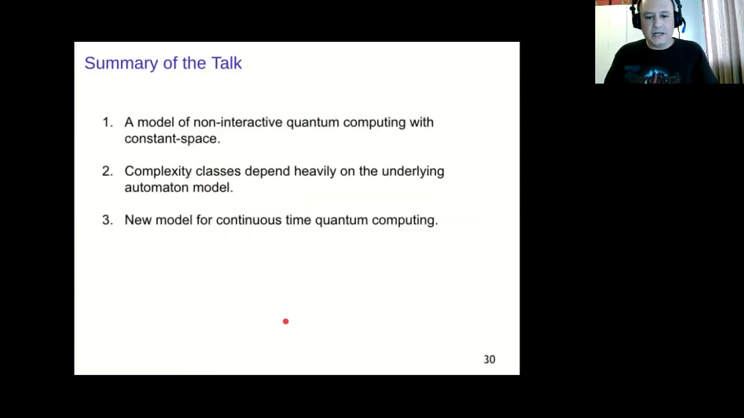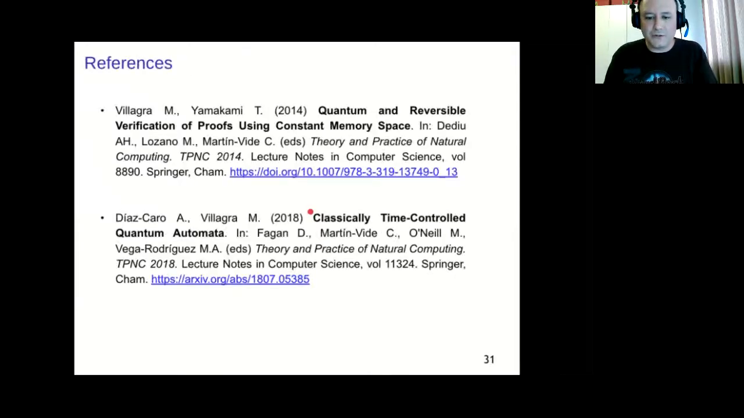So just to close this talk, since I have maybe 3 minutes, I showed you what the models of non-interactive quantum computing are. These complexity classes heavily depend on the underlying automaton model. And I tried to show you a new model that we've been working on to exploit continuous time for quantum computation. This talk is based on these two papers, if you have any interest. That's it.